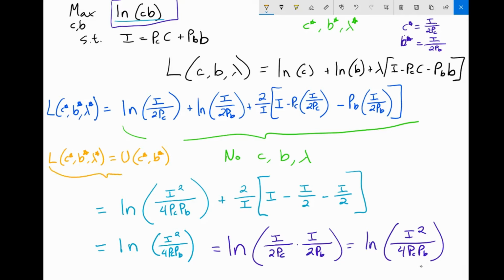And so therefore these two things are equivalent, and they are the indirect utility function. Okay, so there we have it. We have the indirect utility function. It is a function that gives us utility based on the parameters. It's a utility function that gives us utility based on the parameters at the optimal point. That is, considering the optimal decision that the agent would make.